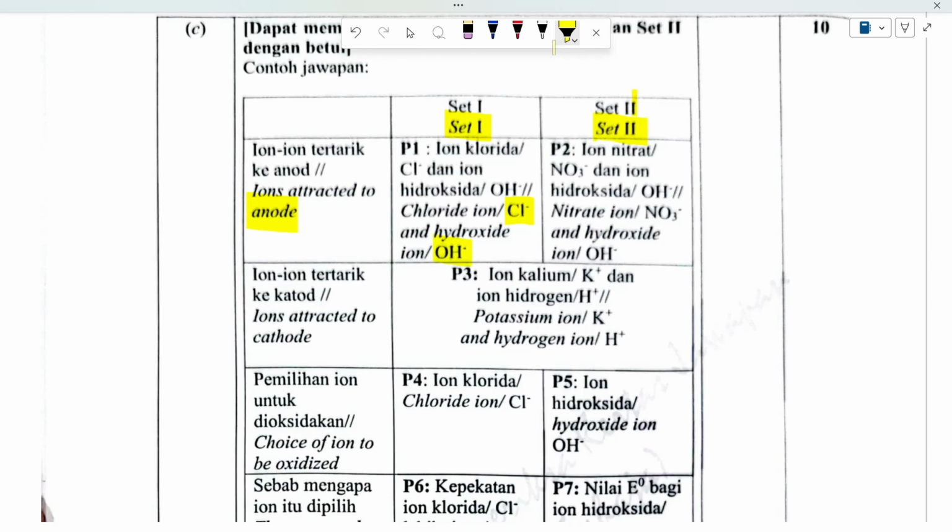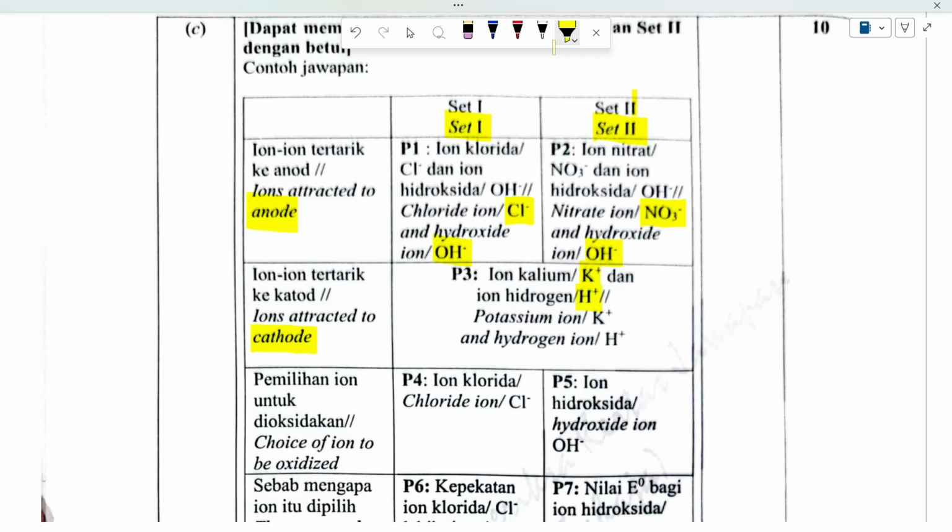Ions that are attracted, haven't discharged yet. Then point number 2 for set 2, nitrate and hydroxide. For the cathode, both are the same, right? Potassium and hydrogen ions. So point number 3.